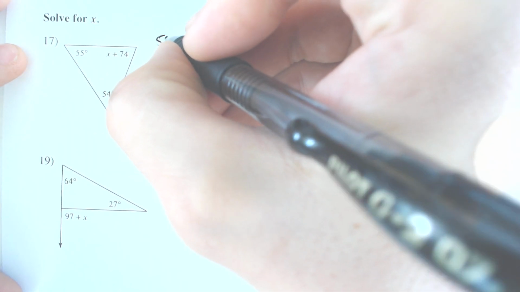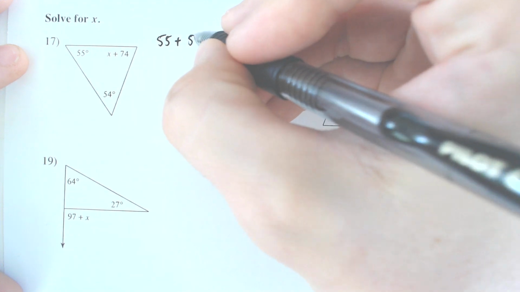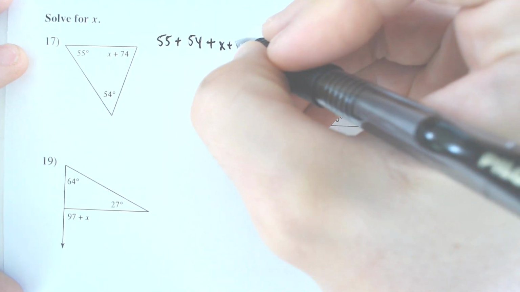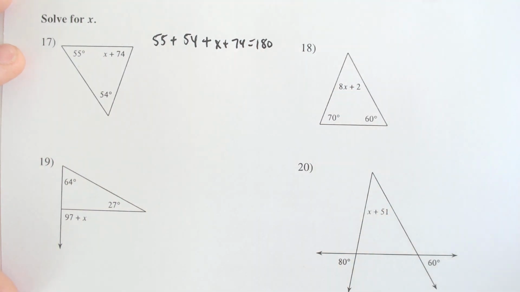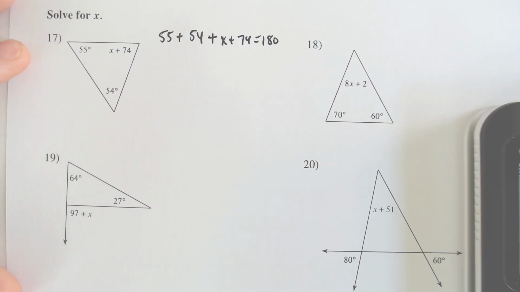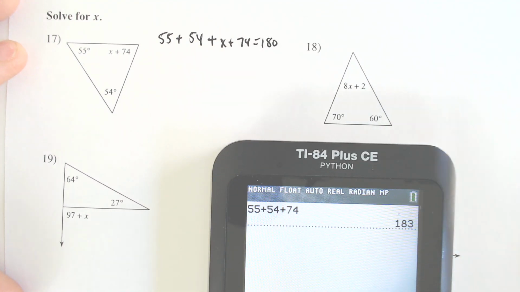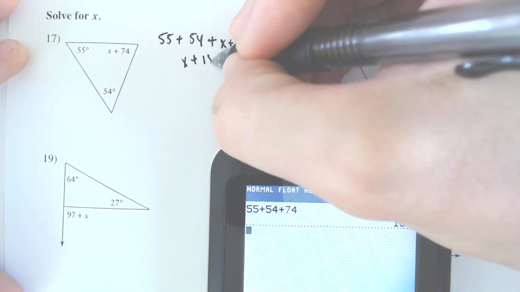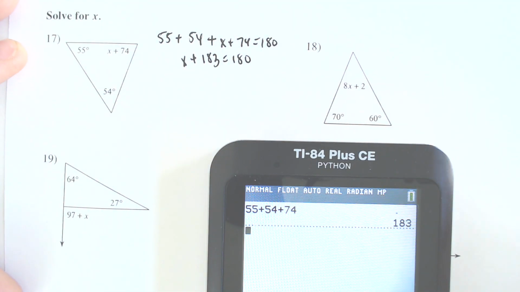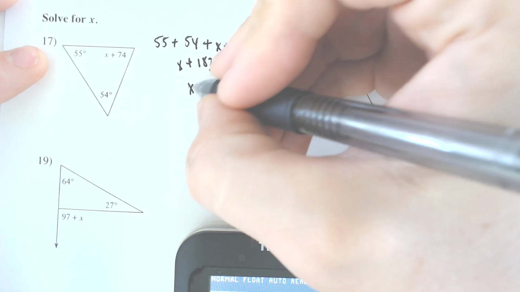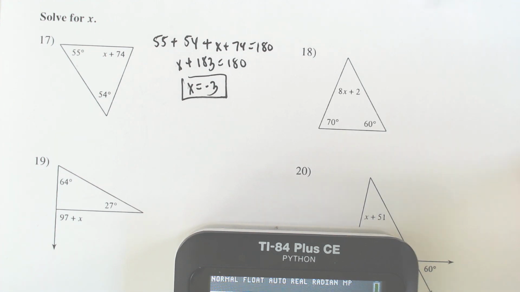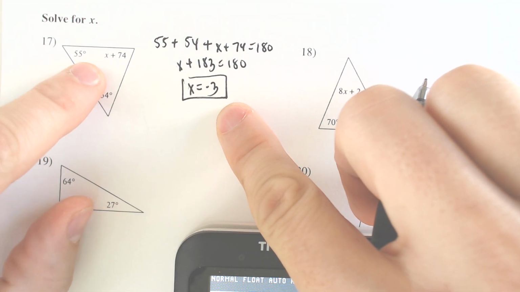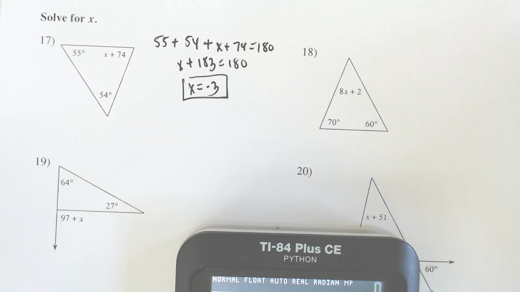So in this case, we would have 55 with the 54 with the x plus 74 adding all together to equal 180. So you have to combine all the like terms. If we combine the 55, the 54, and the 74, you get 183. So that means that we have x plus 183 is equal to 180. And then when we subtract the 183 over, you get x is equal to negative 3, which is okay in some situations. It's normally a red flag for geometry. But if you plug in negative 3, and 74 makes positive 71, so it's still okay.